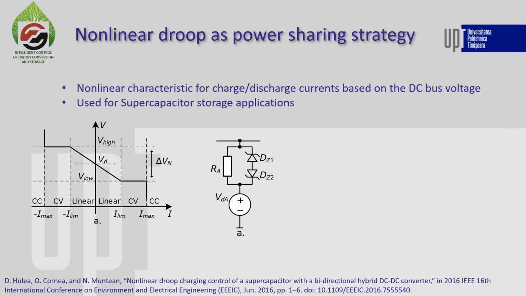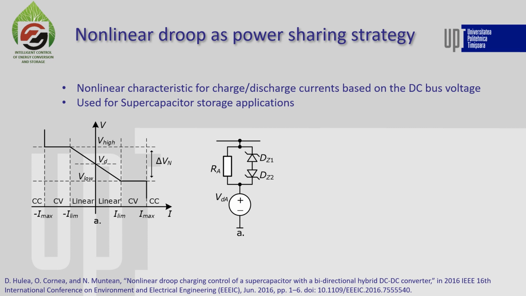The ideal schematic of this converter for the nonlinear droop method uses a larger droop resistor, Ra, and two Zener diodes connected in series to each other and in parallel to the resistor. With this schematic, the method operates similarly to the conventional droop, but when the voltage limits dictated by the Zener diodes are approached, a larger current will limit further variation on the bus by charging or discharging the supercapacitor.